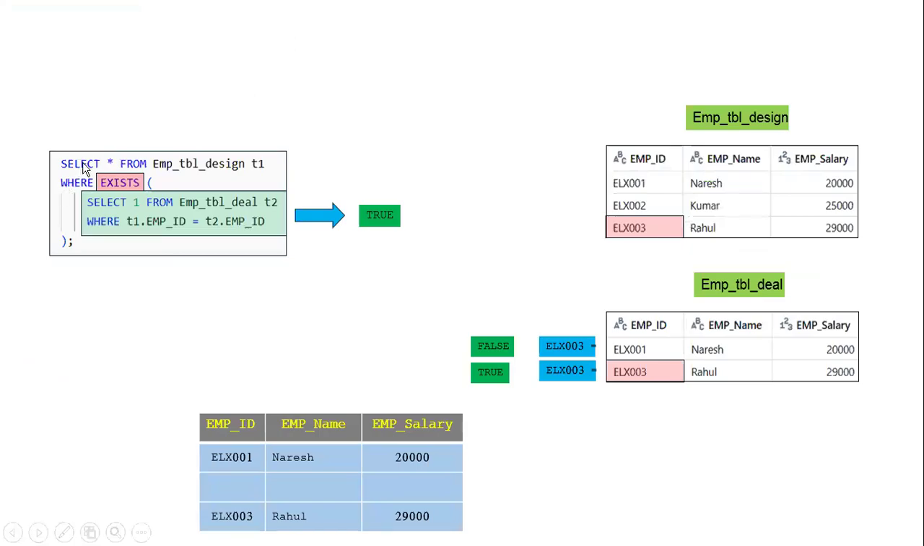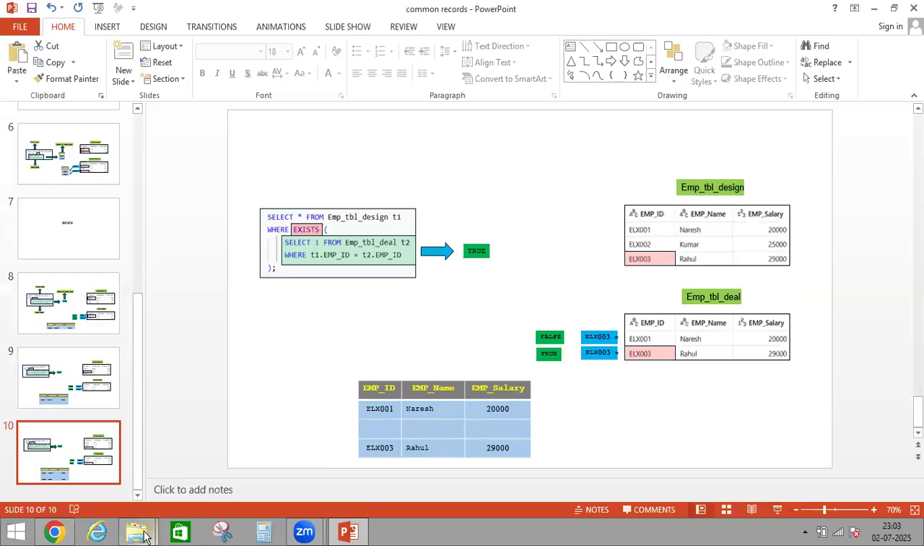Since I mentioned SELECT *, it means I want to print all the columns here. That's why I'm getting all the columns from the employee_design table. From this table I want to print all the columns, but finally we are getting only 2 records. In total we have 3 records, and we get only 2 because we have only 2 common records between these 2 tables.